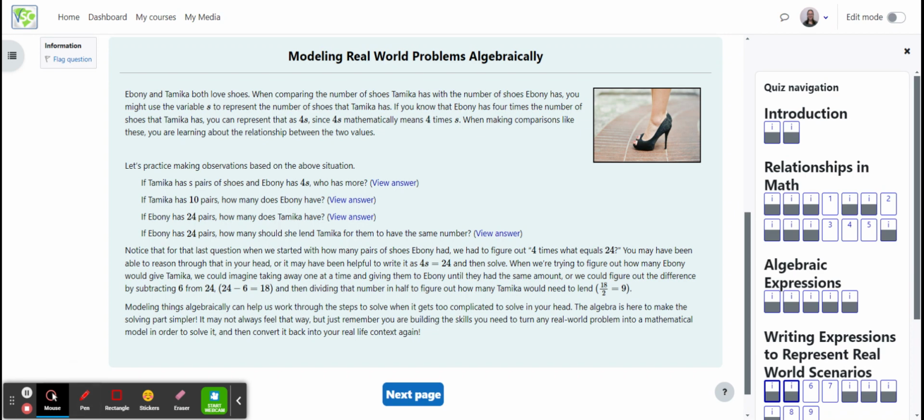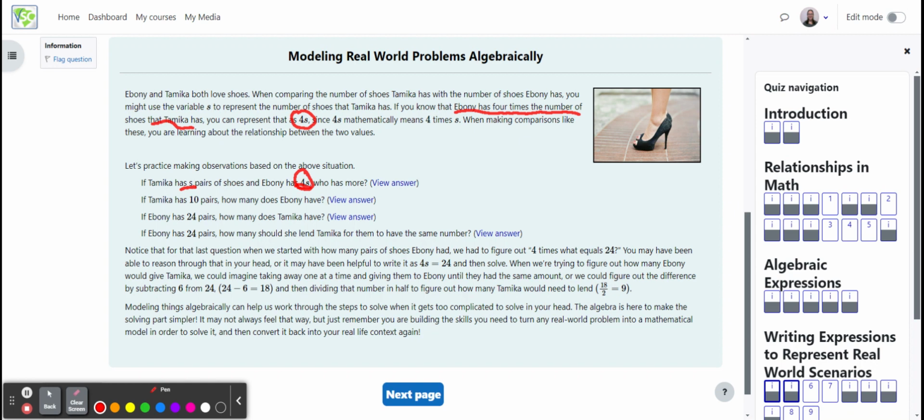And we know that Ebony has 4 times the number of shoes than Tamika has. Right here says Ebony has 4 times the number of shoes that Tamika has. So we can represent that as 4S, since 4S means 4 times S. So if we were to practice this a little bit, if Tamika has S pairs of shoes and Ebony has 4S, who has more? Ebony would have more because 4S is 4 times more than S.